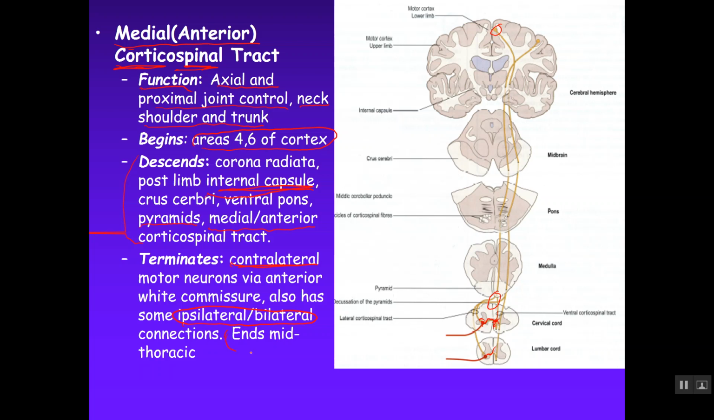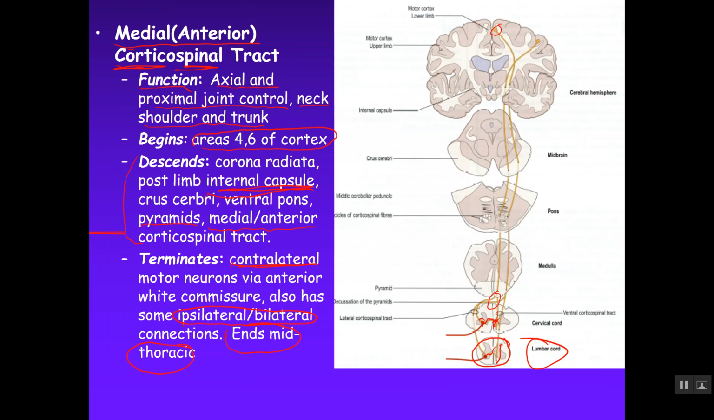It says that it ends in the mid-thoracic region, but this picture shows it actually going down to the lumbar cord. There may be a few of them that get down to the lumbar, but it mostly ends in that thoracic region. This medial corticospinal tract is mainly cervical and mid-trunk region. But don't get hung up on it. I won't ask a question about that. So that's the medial corticospinal tract.